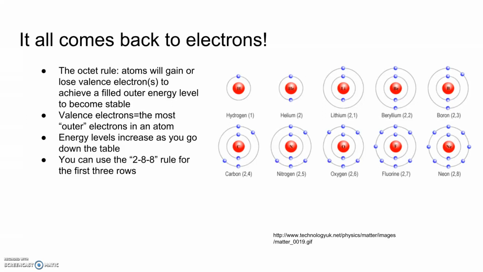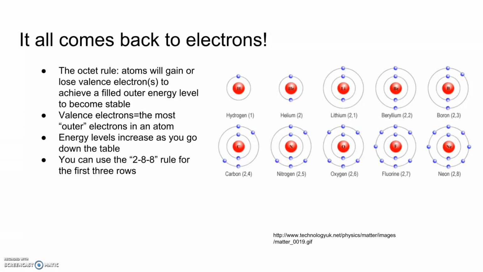Valence electrons, that's not a term we've used before. They're honestly the most outer electrons in an atom. You'll see that more from the pictures that I'm showing you, and we'll talk about this as we're going through as well. So if I'm talking about energy levels, there's more and more as you go down the periodic table, and you can use what's often referred to as the 2-8-8 rule for the first 3 rows. So I'm going to talk about that using the picture right over here.